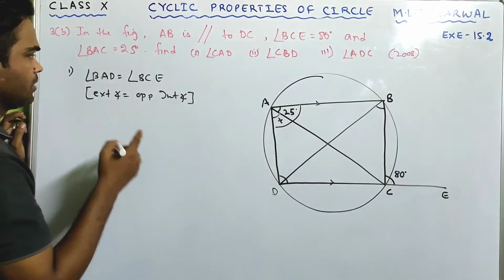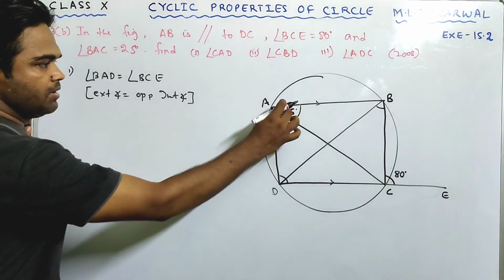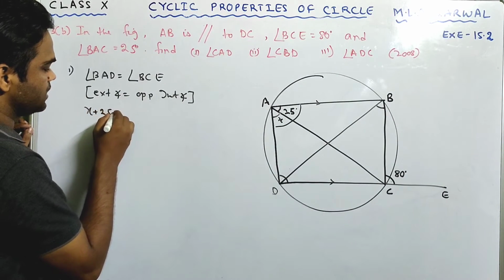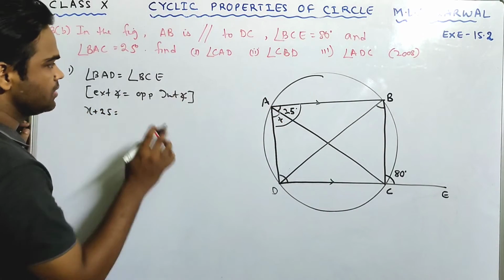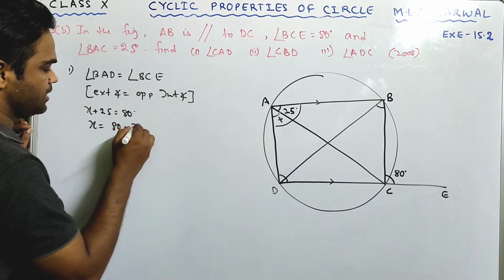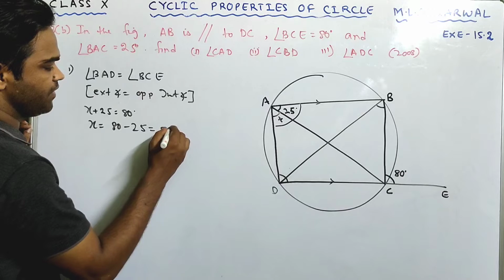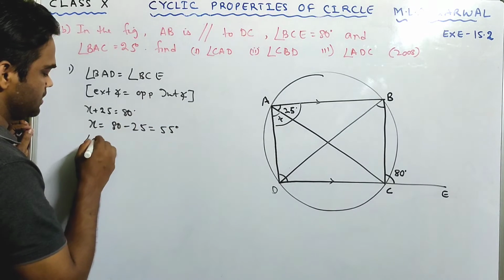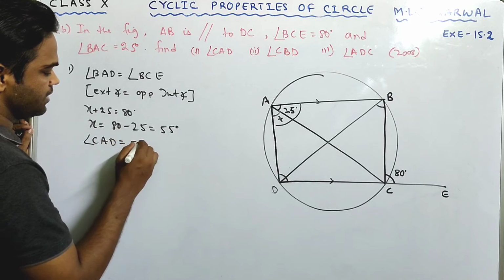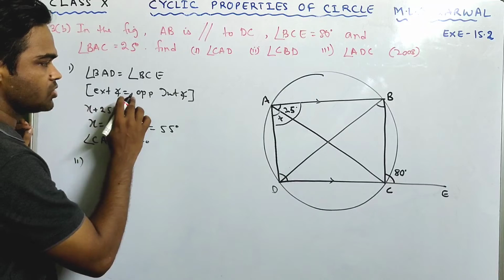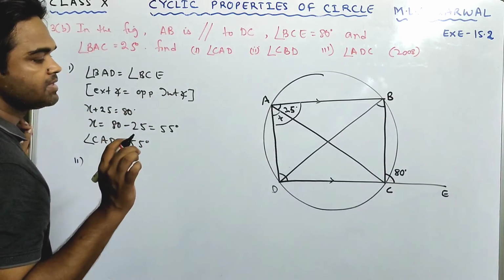Done. Now look, BAD can be written as X plus 25, isn't it? Because that's split into 2 parts, and BCE is 80 degree, which means X will be 80 minus 25, that's 55 degree, and X is nothing but angle CAD. So angle CAD is 55 degree. Done. Very easy. Exterior angle equals to opposite interior angle.